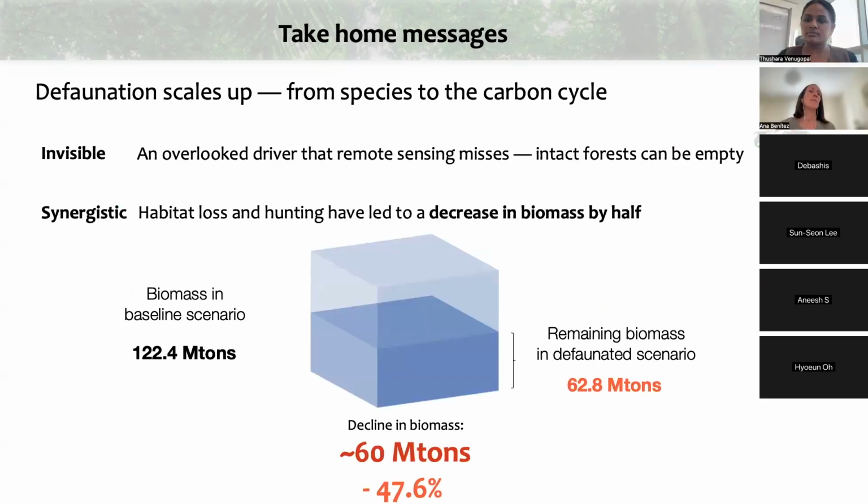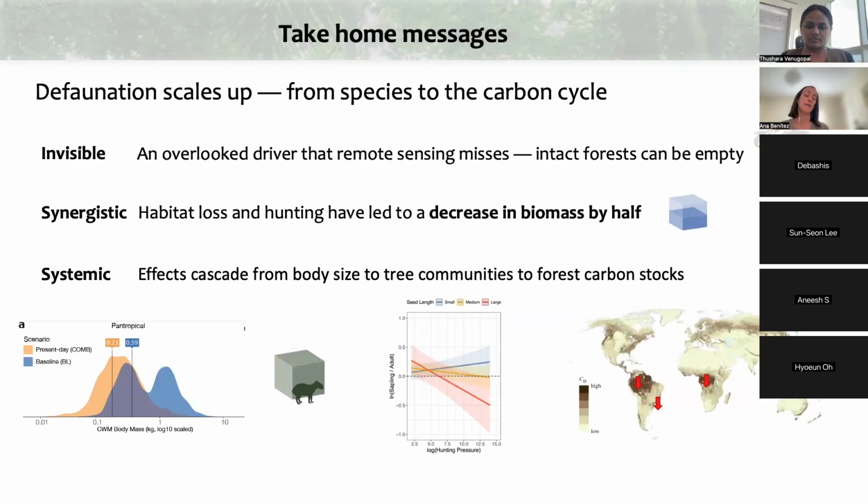Then we have seen that there might be synergistic and combined effects of habitat loss and hunting. In the sense of mammalian biomass, they have acted in concert to decrease the mammalian biomass by half since the onset of the Holocene. Then we see that defaunation has cascading effects from body size to tree communities and to forest carbon stocks, with shifts in community body mass distributions, shift towards more rodents becoming predominant in mammal communities, and impaired recruitment of plant species and potentially lower carbon stocks.